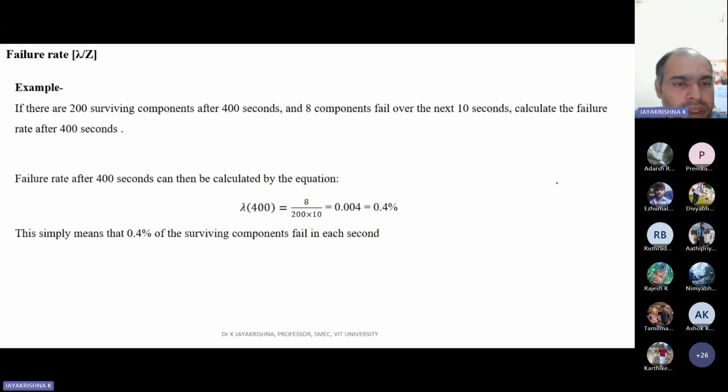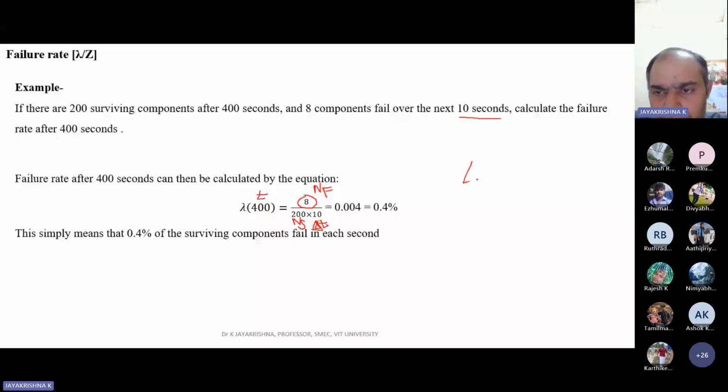Okay, so now what happens? Lambda we have to calculate. T is equal to 400. Number of failures is how much? Number of survivors we know. And what they say? After 10 seconds, that is lambda t. After 10 seconds, lambda t. What is the failure rate?